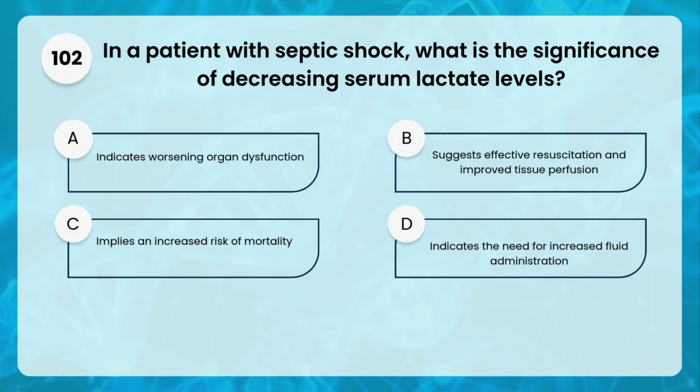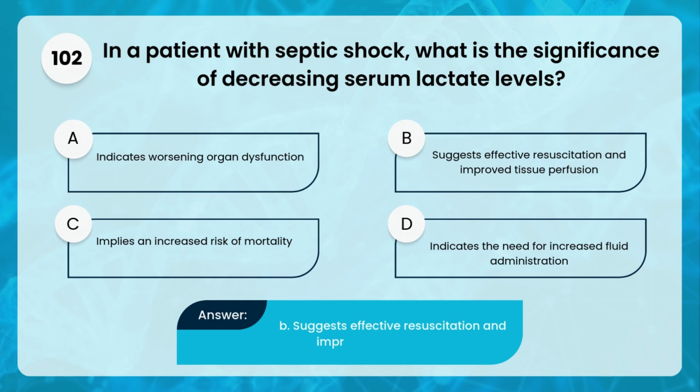A. Indicates worsening organ dysfunction. B. Suggests effective resuscitation and improved tissue perfusion. C. Implies an increased risk of mortality. Or D. Indicates the need for increased fluid administration. The answer is B. Suggests effective resuscitation and improved tissue perfusion.